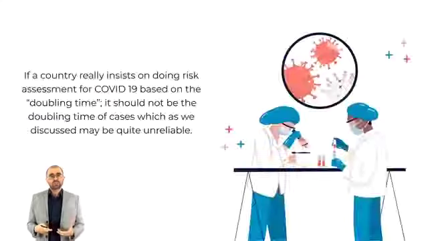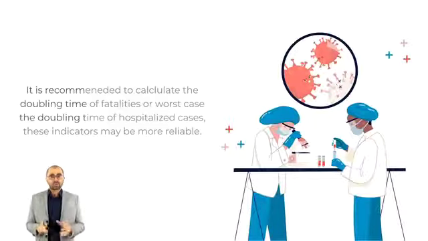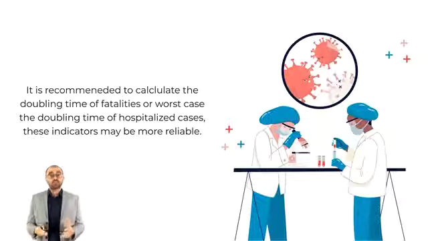If a country really insists on doing their risk assessment for COVID-19 based on the doubling time, it should not be the doubling time of cases, which, as we discussed, may be quite unreliable. It is recommended to calculate the doubling time of fatalities, or worst case, the doubling time of hospitalized cases. These indicators may be more reliable.